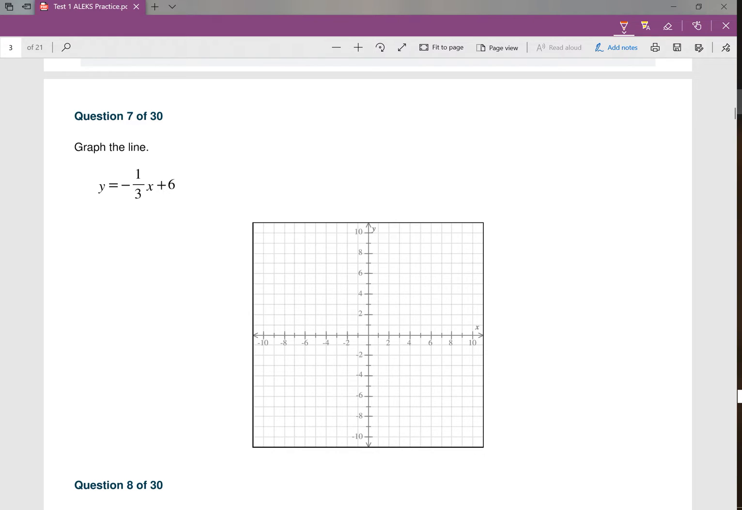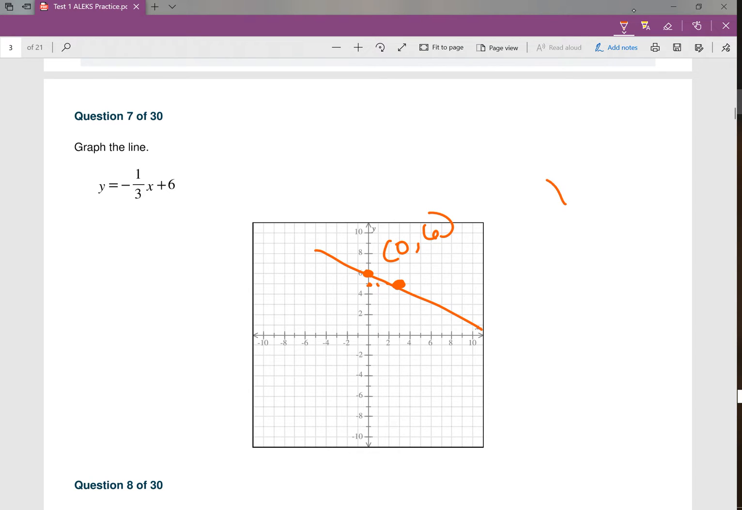Last, number 7, graph the line. They give you negative 1 over 3x plus 6. So my intercept is already known. It's 0, 6. When x is 0, y is 6. According to this, I'm going to go down 1 over 3. That's my next point. So if I graph this line, I'm in essence having a negative slope going this way.